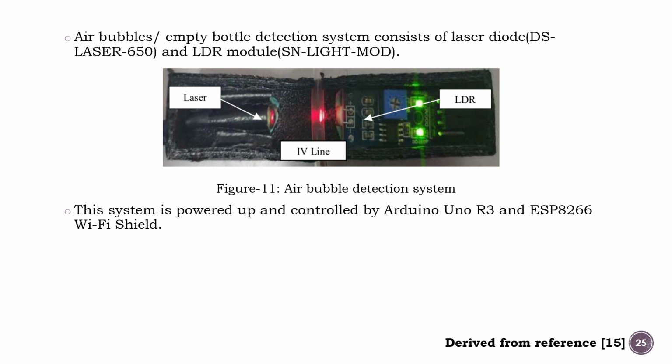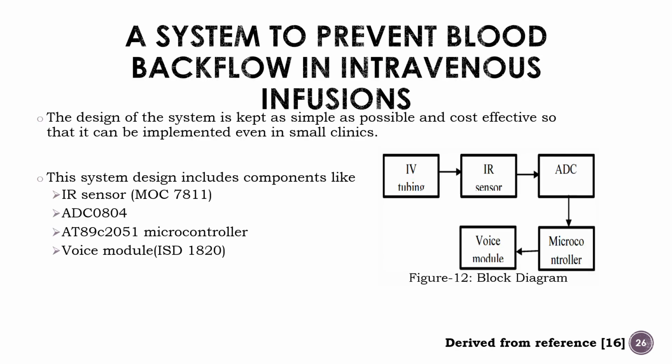The laser diode and LDR module, like the drip chamber monitoring system, were controlled by an Arduino connected to a Wi-Fi shield. When the LDR module gets laser light from a laser module, the output logic is high, otherwise the output logic is low. These components were attached to the intravenous administration sets and therefore would notify its users in the presence of air bubbles via a red LED and a blink application. So that's all about that system.